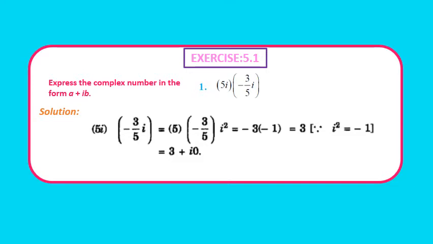So multiplying these two, you get 5 multiplied by minus 3 upon 5 into i square. So we get minus 3 into minus 1. Why minus 1? Because i square is equal to minus 1. So this becomes 3. So we can write this as 3 plus i0 because we need to write the answer in the form of a plus ib. So here a is equal to 3 and b is equal to 0. Clear? So pause and note down the solution.